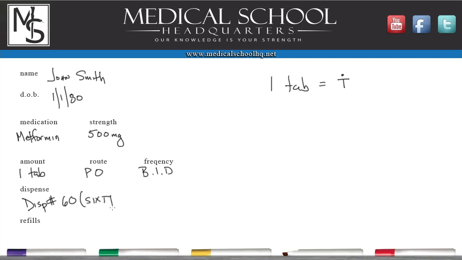So, because it's taken twice a day, we need to do a little math. Hopefully we don't need your calculators for this one. Sometimes you do need a calculator, but this one I don't think you do. So we typically average 30 days in a month. And twice a day is 30 times 2, and we get 60. And we'll do refills, 0. And then we sign it and date it. And that's your prescription.